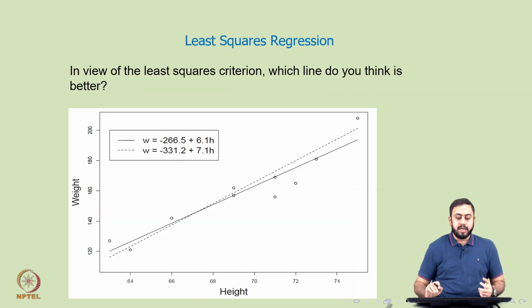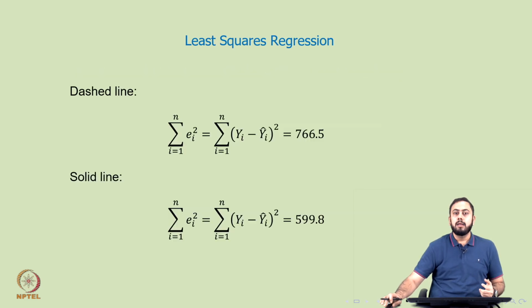Now again, if you come back to the height versus weight example, in the last session we talked about two specific lines, the solid line and the dashed line. Can we mathematically prove which line is better? Visually we postulated that the solid line might be better because it covers many more points as compared to the dashed line. Mathematically, I can find out the values of summation ei square for both the lines. For the dashed line it comes out to be 766.5, and for the solid line it comes out to be 599.8. So naturally the solid line is giving you a minimum value for the summation ei square quantity, and hence the solid line is better than the dashed line.